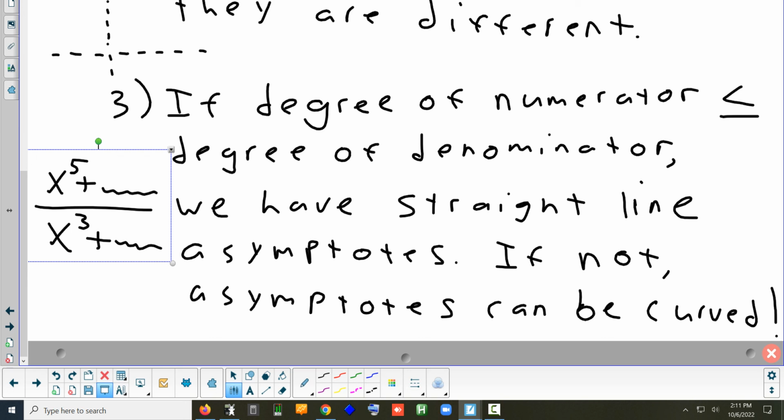Same general idea is going to apply when we sketch. If you can find the intercepts, we'll do that. Try to find the vertical asymptotes. And then we're going to use the calculator to help us.